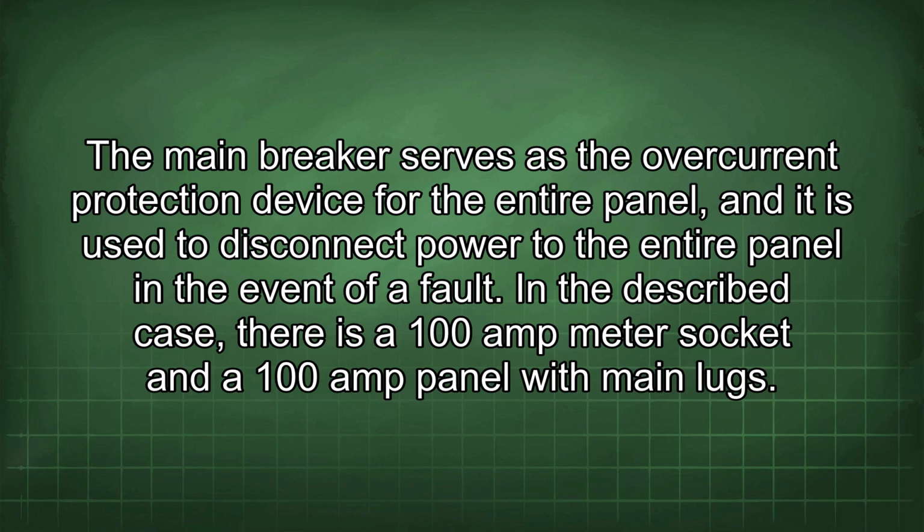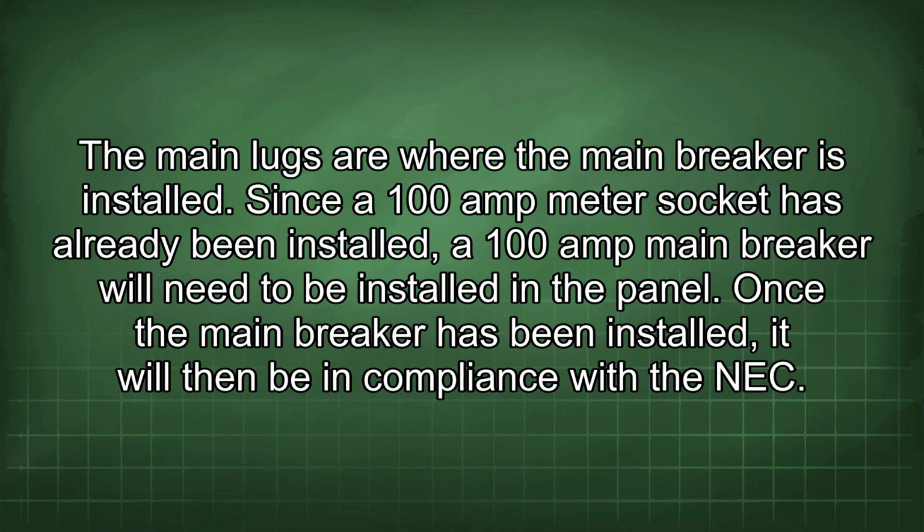In the described case, there is a 100 amp meter socket and a 100 amp panel with main lugs. The main lugs are where the main breaker is installed. Since a 100 amp meter socket has already been installed, a 100 amp main breaker will need to be installed in the panel. Once the main breaker has been installed, it will then be in compliance with the NEC.